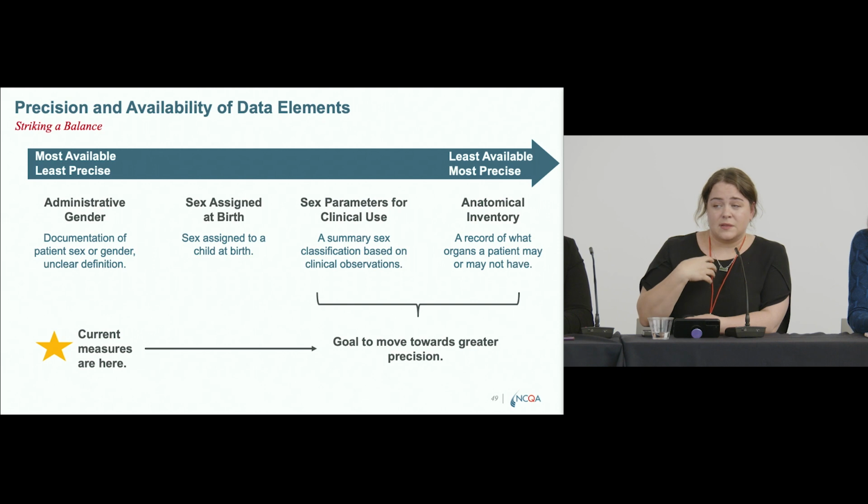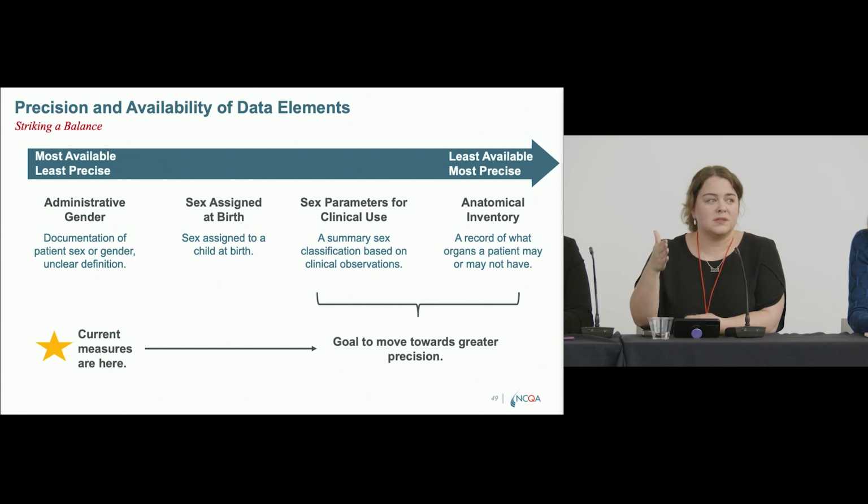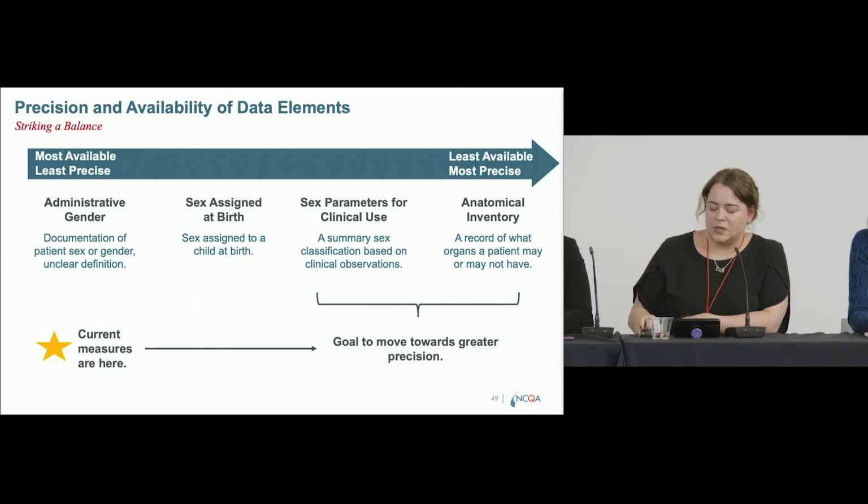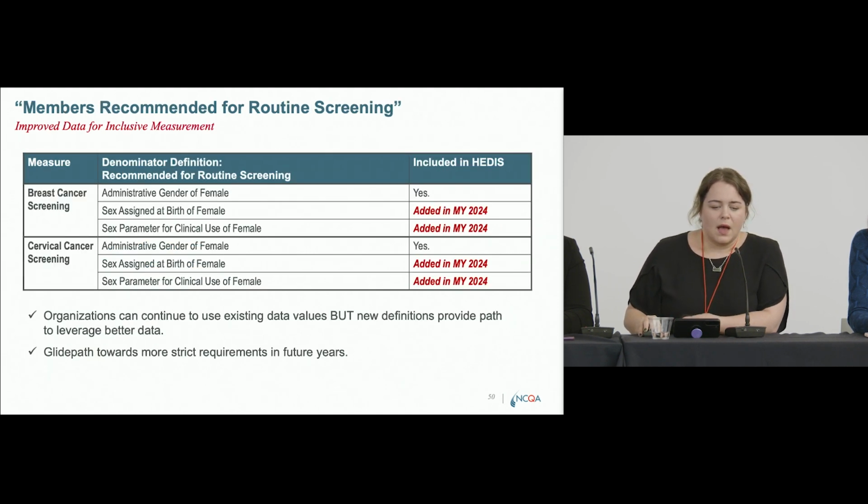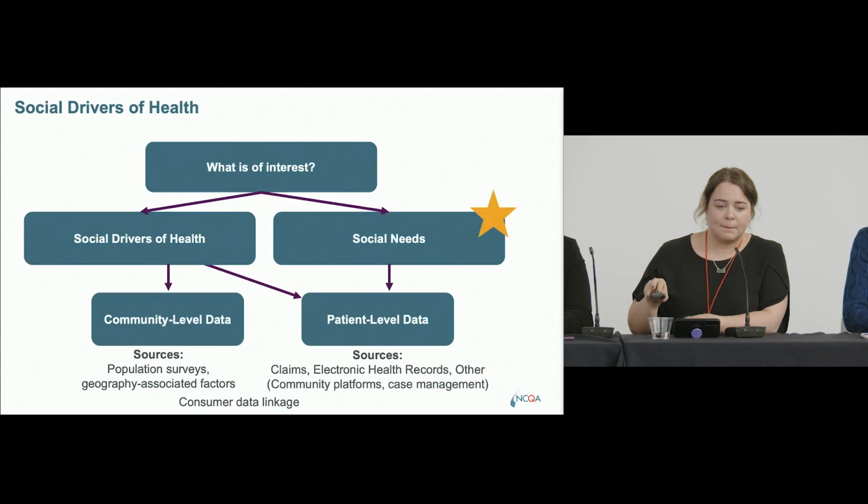So our goal as a measure developer, but also engaging with the informatics field, is really to help push towards the more precise data, because at the end of the day, better quality, better healthcare, that's where we need to be. For time, I'm going to skip over this, but this walks through, for breast and cervical cancer screening, the changes that we made, basically bringing in additional parameters to support more inclusive screening.